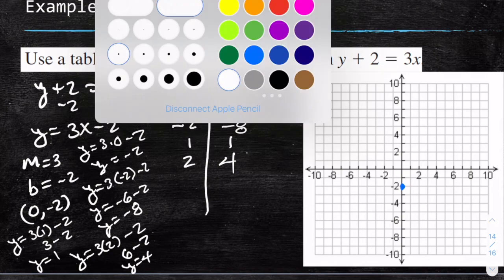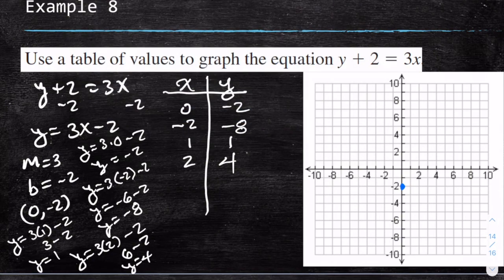Well, that's a few points, and so let's go ahead and plot those. We already have 0, negative 2 plotted. Let's go to negative 2, which means we go to the left 2 and then down 8. Well, that puts us right here. And then let's go over to x is equal to 1. And we know that we go up 1, and that gives us this point right here. And one more. Let's go to the right 2 and up 4. That puts us right there. And now we have plenty of points to plot our graph. And so here is the graph of the line y plus 2 is equal to 3x.